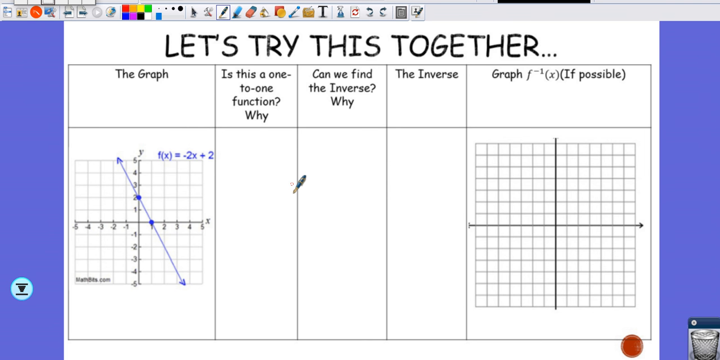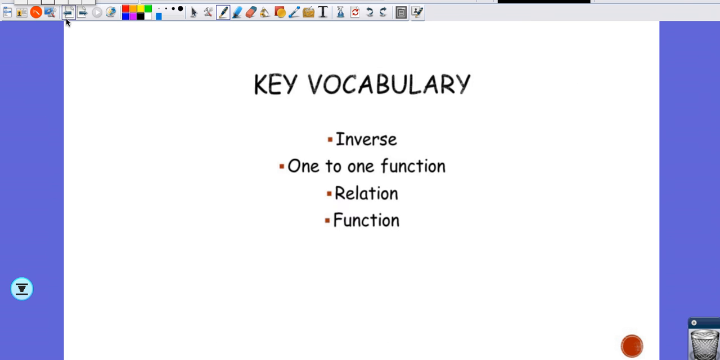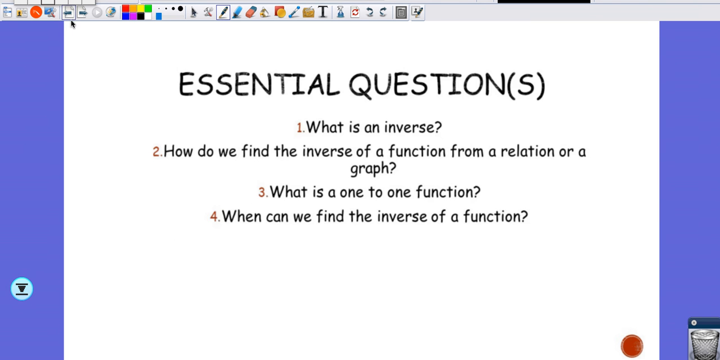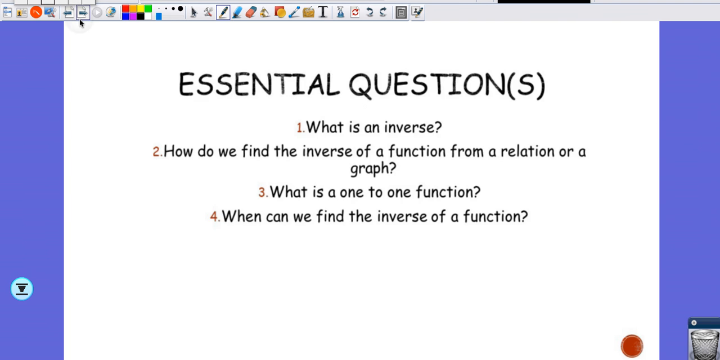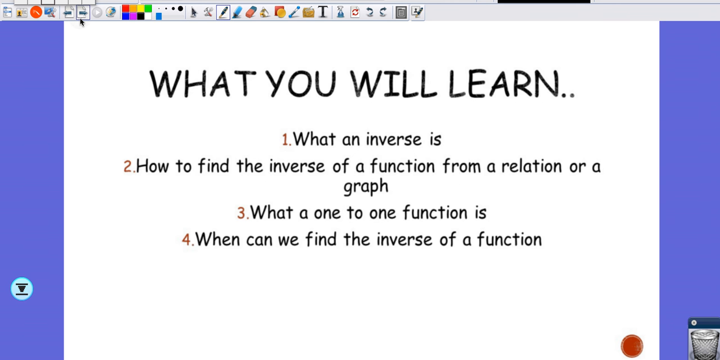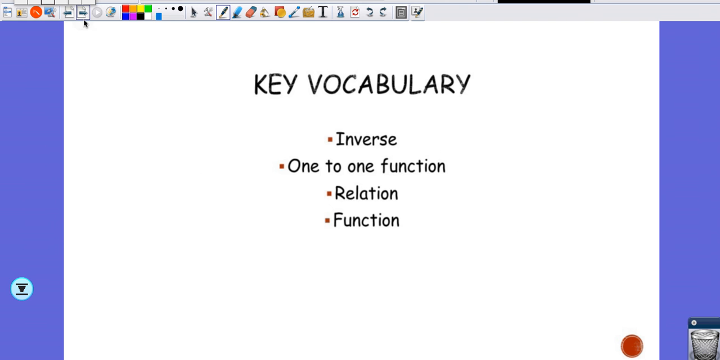Okay, guys, so we are going to talk about inverses on graphs and tables and what a relation is. From this lesson, you're going to be able to find out what an inverse is, how to find an inverse of a function from a relation or a graph, what a one-to-one function is, and when we can find the inverse of a function.